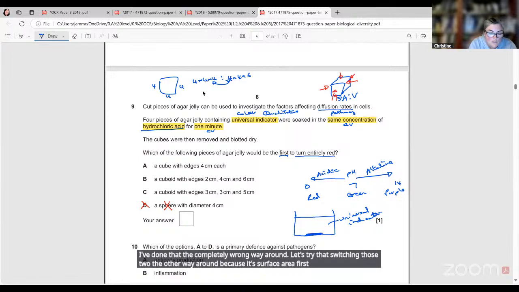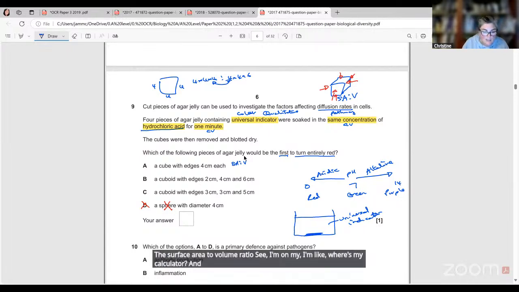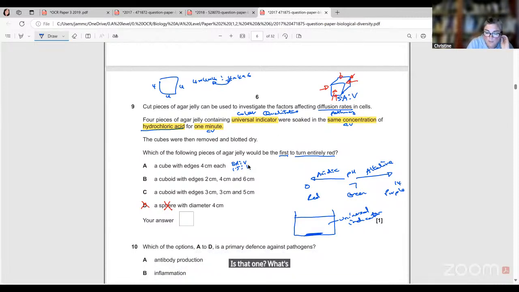So Amna, you said you've worked out your ratios. What's your ratios? What's the 4 by 4? The surface area to volume ratio. See, I'm like, where's my calculator? And here it is. Right, so 1.5 to 1 is that one. What's the second one? B is 1.58 to 1. And then what's C? 1.73 to 1.